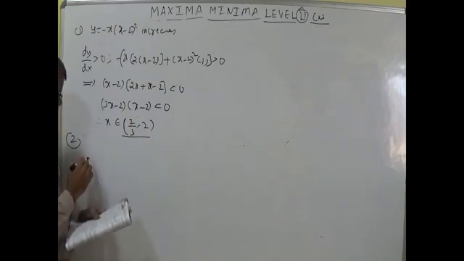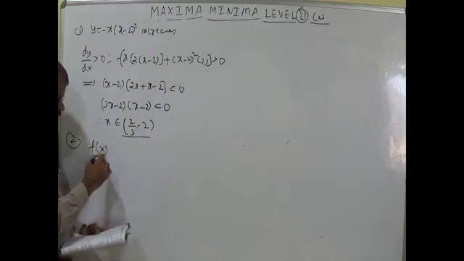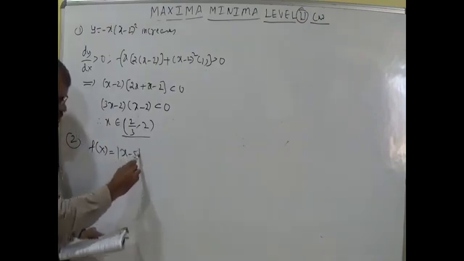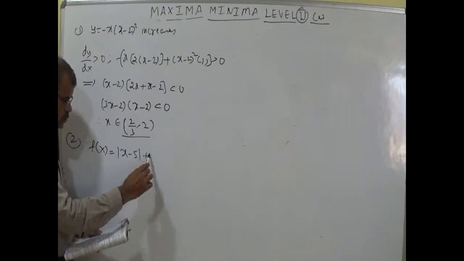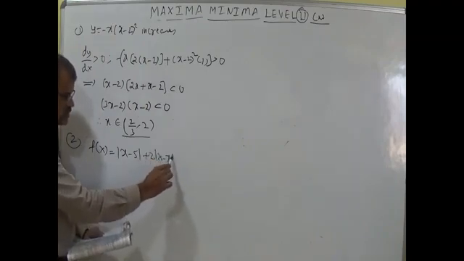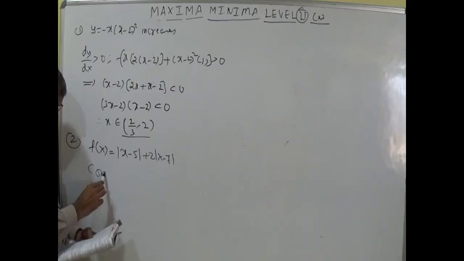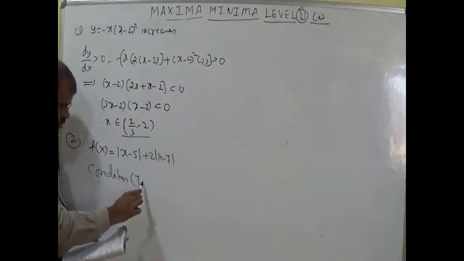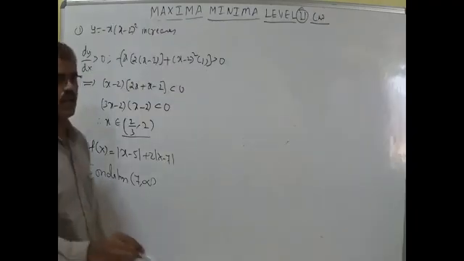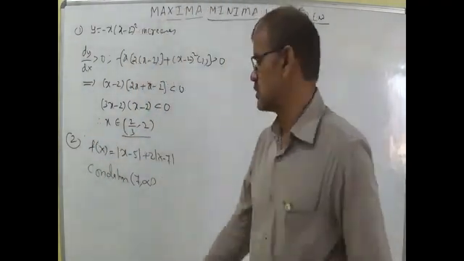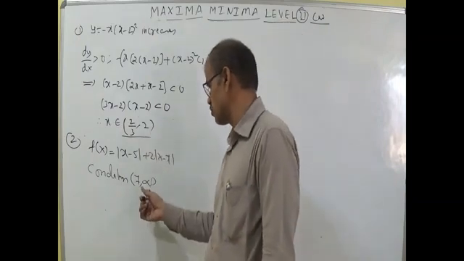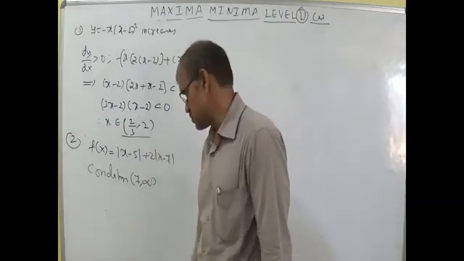In the interval 7 comma infinity, he has given the condition as 7 comma infinity, and f of x is equal to modulus of x minus 5 plus 2 into modulus of x minus 7. So x belongs to 7 comma infinity. That means the minimum value is 7 and the maximum value is infinity. Wherever you can go, no problem. Until infinity you can substitute.